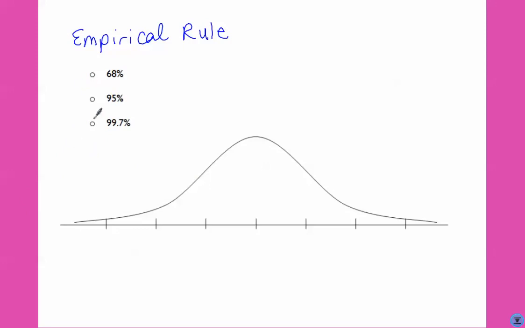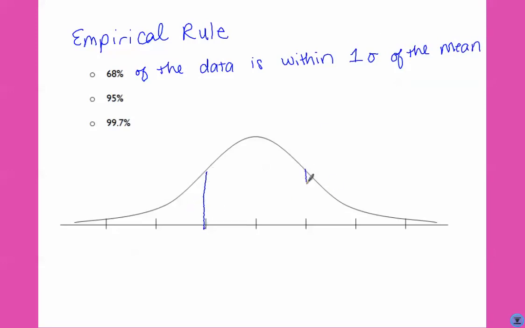What the empirical rule says is that 68% of the data is within one standard deviation of the mean. So in this section of the graph right here, all in here, you always have 68% of your data, always.